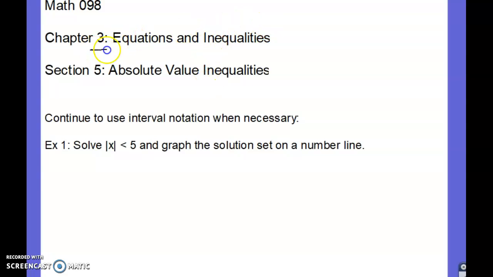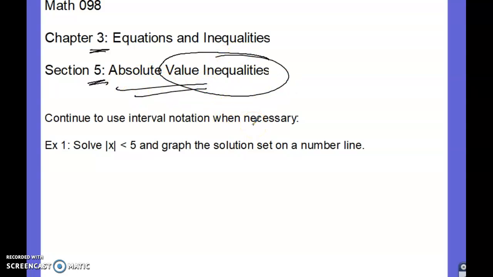Math 098, Chapter 3, Section 5, and we'll be doing absolute value inequalities. So the premise in this problem is it's a little bit more complicated than just saying that we could be positive or negative. Because here's the reality, what's inside the absolute value has its limits.